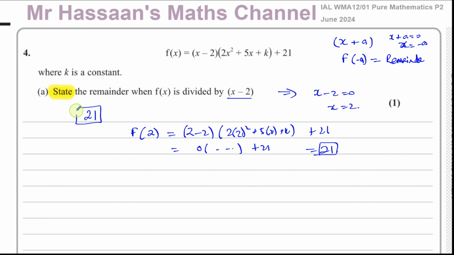As I said, you could just state it. The question says state, worth 1 mark. You can just see that when x equals 2, this becomes 0, and you'll be left with 21 as the remainder. Okay, so that's the remainder when f of x is divided by x minus 2.